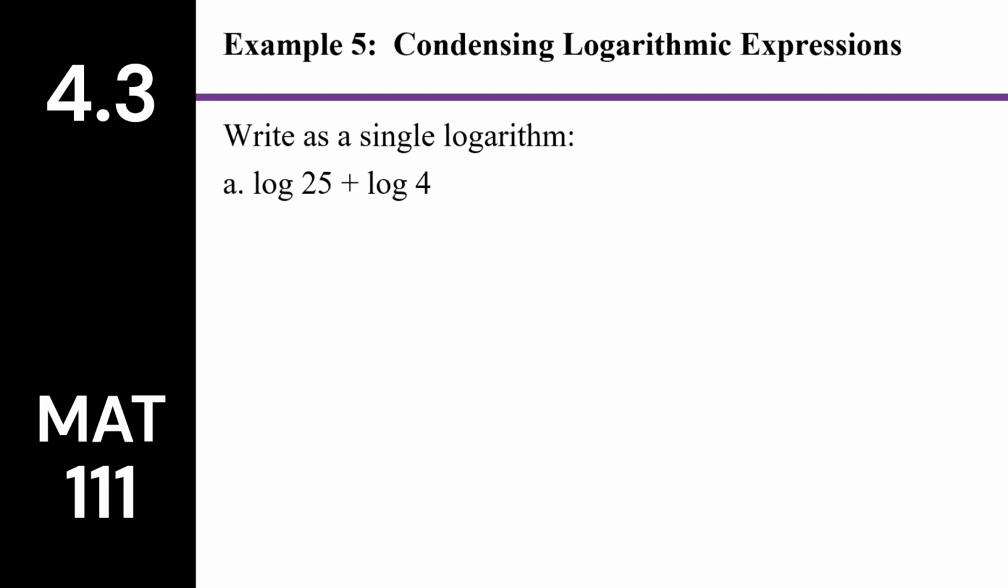In example 5a, we'll use the product rule and write this as the log of 25 times 4, which is the log of 100. Since this is a common log, the base is 10, so we can simplify this because the exponent we have to raise 10 to get 100 is 2.